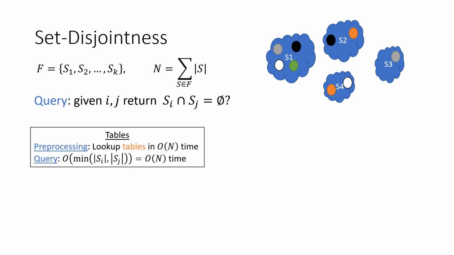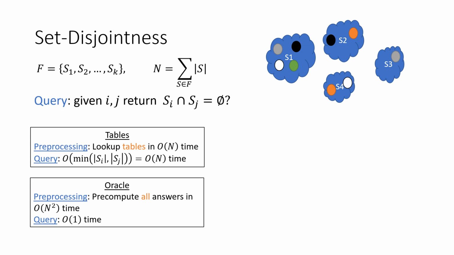There are two trivial algorithms that I would like to show first. The first algorithm is based on lookup tables. In the preprocessing phase, the algorithm stores each set in its own lookup table that allows for constant time lookups. The preprocessing costs linear time. Given a query, the algorithm considers each element in the smaller of the two sets and checks whether the element is also in the larger set using the lookup table. If the answer is always no, then the two sets are disjoint. And if the answer is yes at least once, then there is at least one shared element, and so the two sets are not disjoint. The query time in this case is linear in the size of the smaller set, which is at most linear in N.